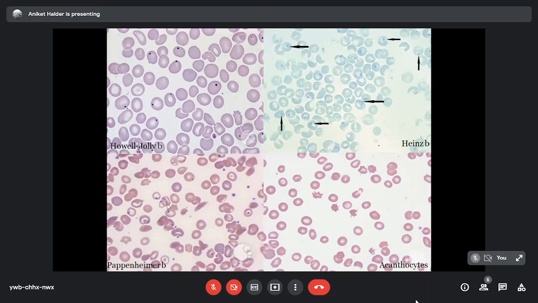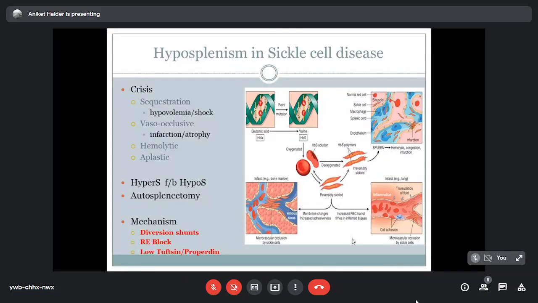Pappenheimer bodies are the siderotic granules, which are more granular. These are also found in red cells, and there will be an increased number of spiculated cells or acanthocytes, which are normally removed by the spleen, but they escape into the peripheral circulation in cases of hyposplenism, and definitely in cases of splenectomized patients. So, hyposplenism in sickle cell disease has to be discussed in detail.